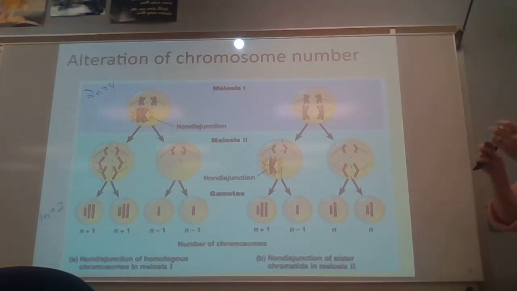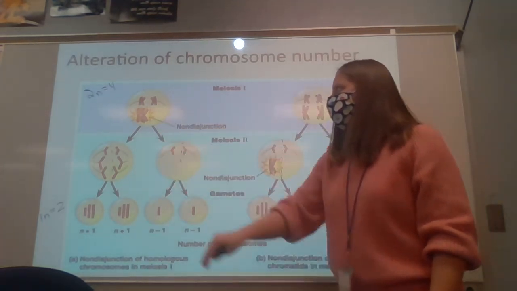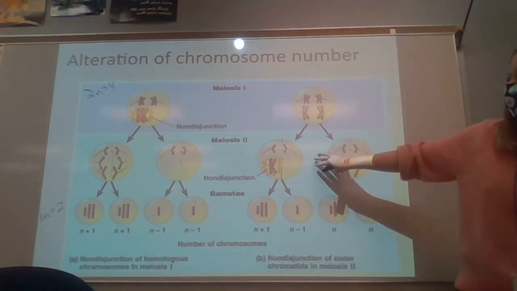So, with the group members, compare and contrast the results if the non-disjunction happens in meiosis 1 versus if the non-disjunction happens in meiosis 2.